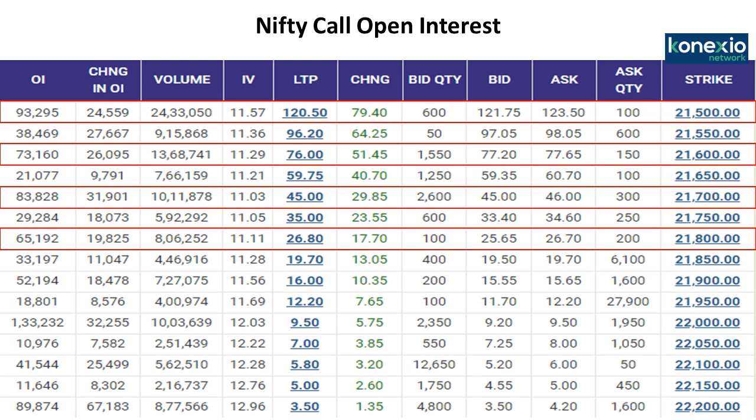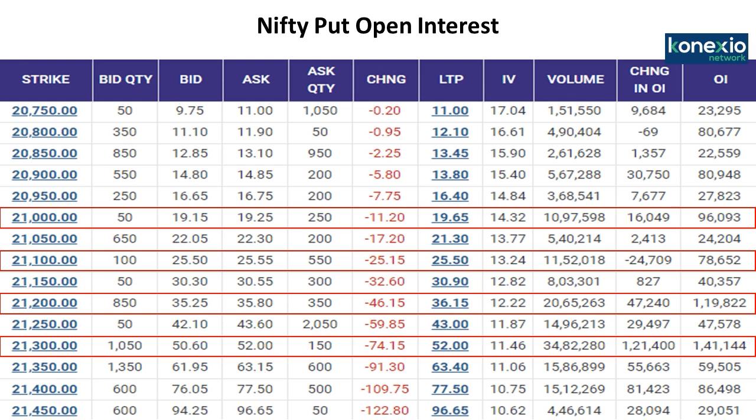And if it breaks, then there are chances that Nifty might see an extension of the rally towards the level of 21,800 mark. So friends, now let us discuss the Nifty put data. In Nifty puts, you can clearly see the action was seen in 21,300 puts, then 21,200 puts, 21,100 puts, and 21,000 puts.